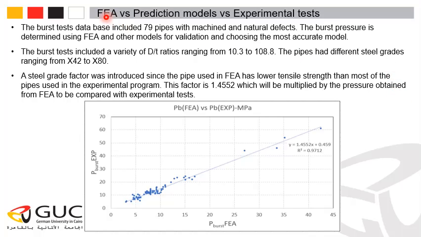Now let's talk about the finite element analysis against prediction models and the experimental database. So the burst pressure database contains 79 pipes with natural and machine defects. It included a variety of diameter to thickness ratios ranging from 10.3 to 108.8, and different steel grades ranging from extra strong 42 to X80. Since my finite element model used steel with lower ultimate tensile strength than that used in the experimental tests, I had to find a way to link both results together by plotting the burst pressure obtained from experimental and the burst pressure obtained from finite element analysis to introduce this steel grade factor 1.4552. This factor will be multiplied by my results to be compared with the experimental tests.